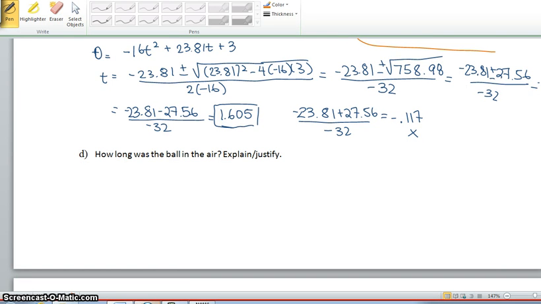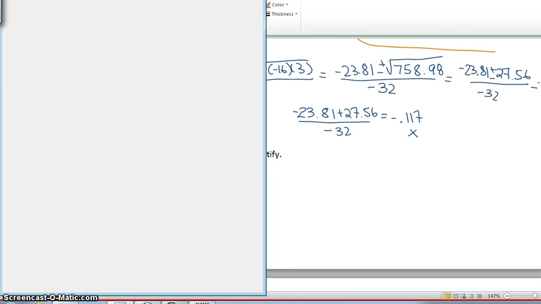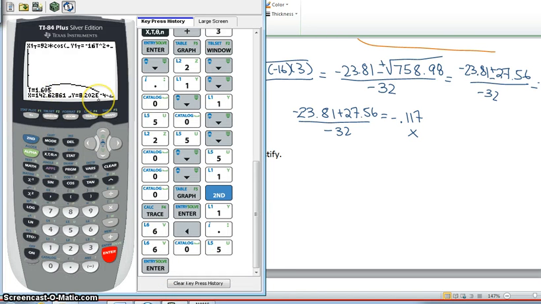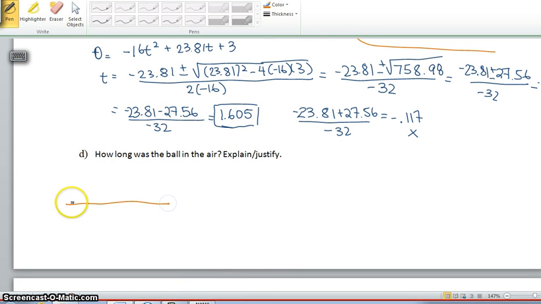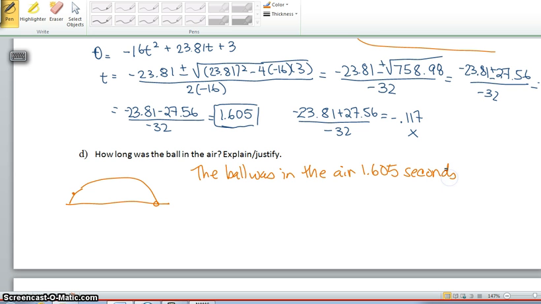Okay. The next question says, how long was the ball in the air? Well, when we looked at our calculator, our ball is in the air until it hits the ground. And what we found was that the ball hit the ground at 1.6 seconds. So the ball was in the air 1.605 seconds before it hit the ground.